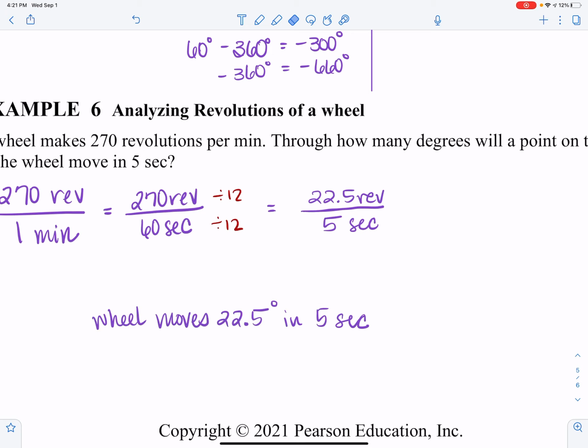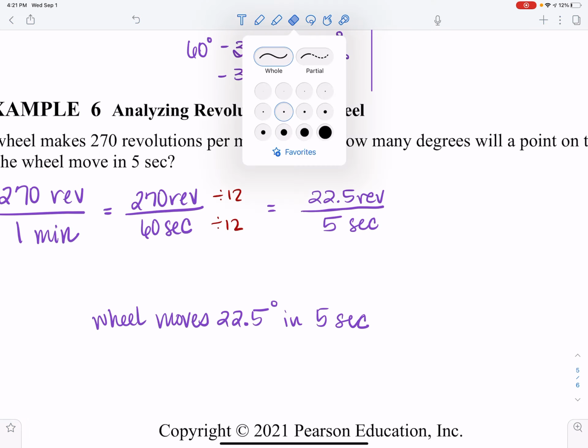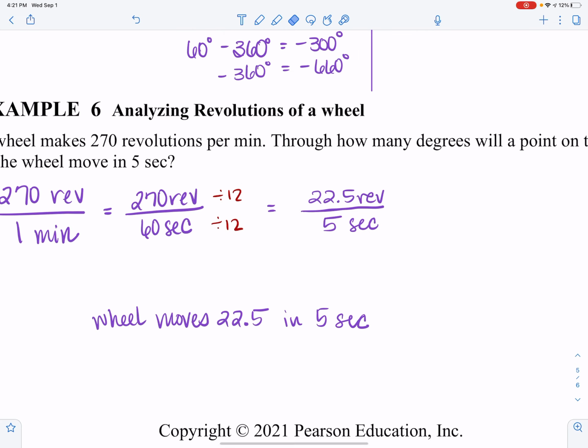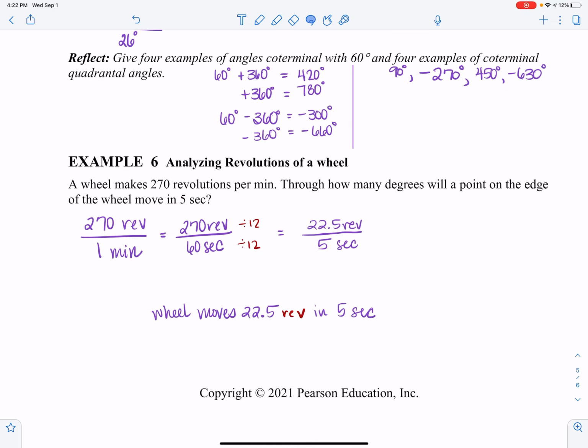And then I just reworded it. So the wheel moves 22.5 — I'm sorry, I should have put revolutions, not degrees — in 5 seconds. So I will fix that. So 22.5 revolutions in 5 seconds. All right.